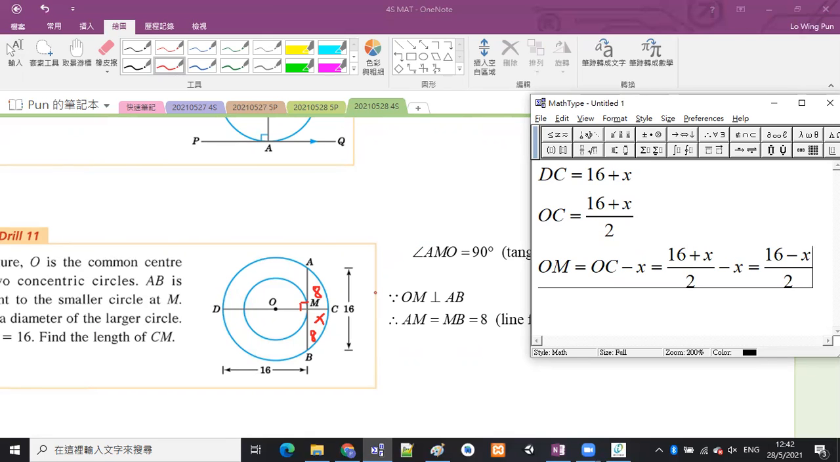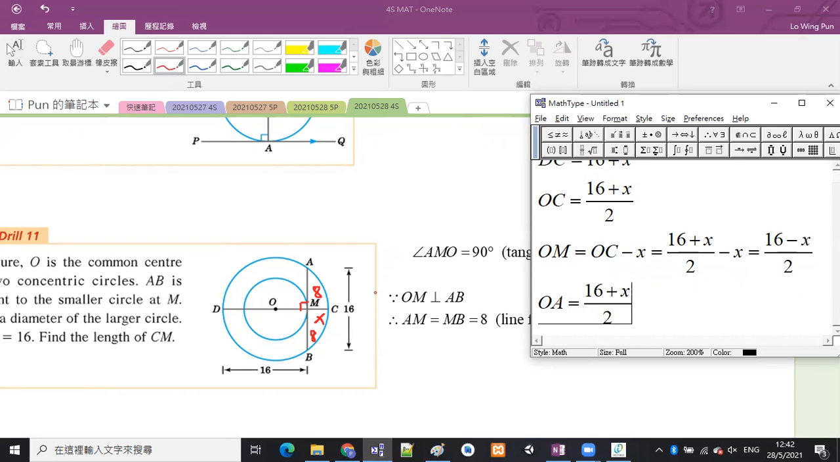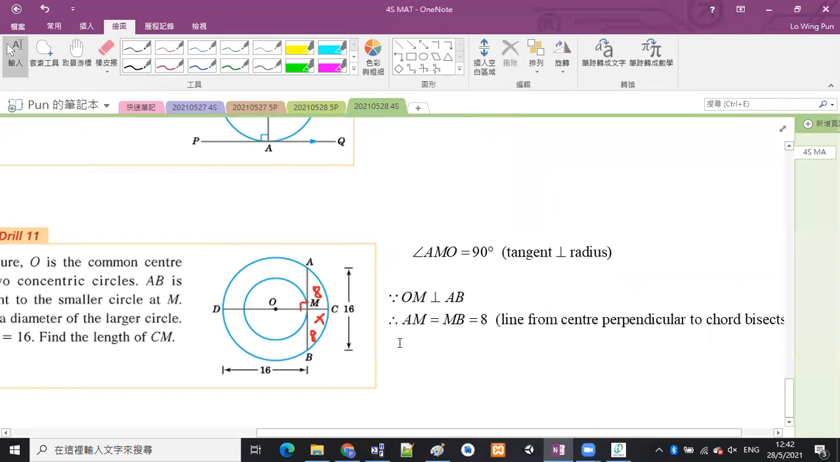Can you feel that I'm going to use Pythagoras Theorem? In triangle OAM, I just found that AM is equal to 8, and OM is equal to this, in terms of X. And then OA is the radius of the larger circle, which should also be equal to OC. So OA is equal to 16 plus X over 2. Let me paste it here first.